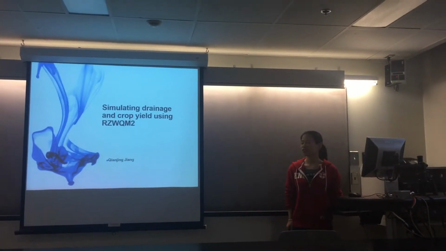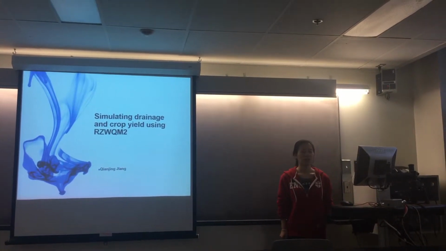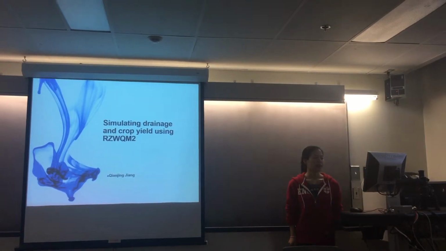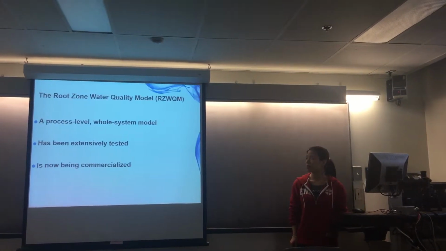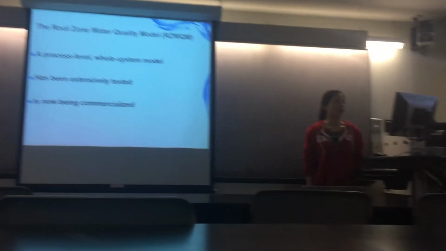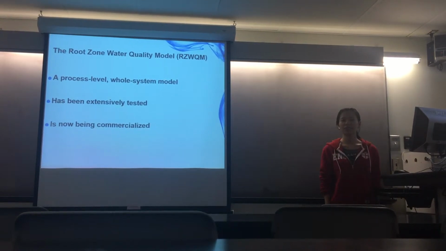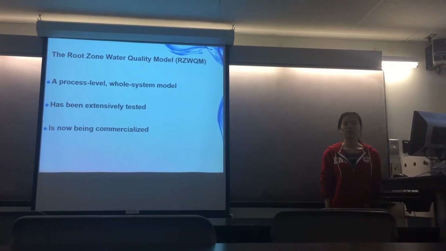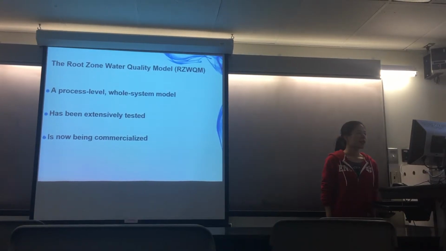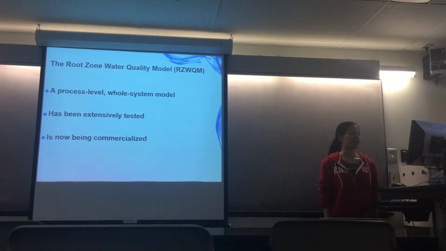Today I'm going to introduce you to an agricultural model that I used during my research, called the Root Zone Water Quality Model. To start with this topic, first we need to know what this model is. The Root Zone Water Quality Model is a one-dimensional model consisting of hydrology, nutrition, pesticide transport, transformation, crop growth, and management practice components. It has been tested in many countries and it is now being commercialized.